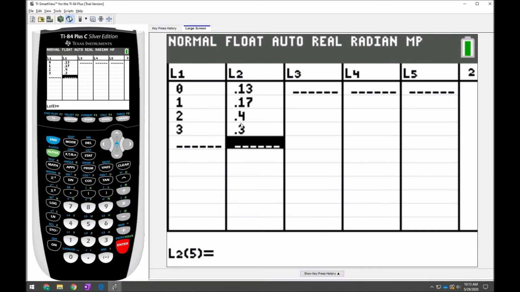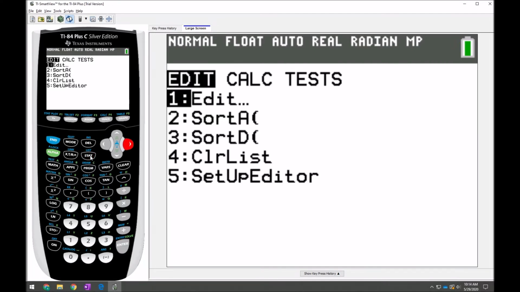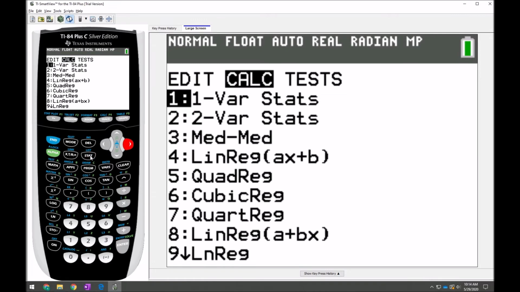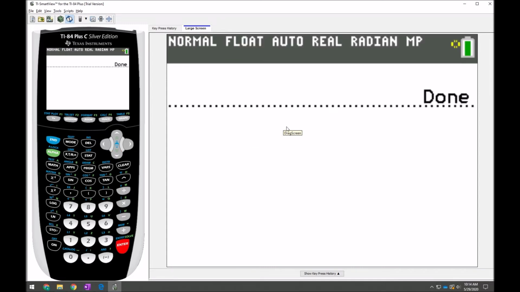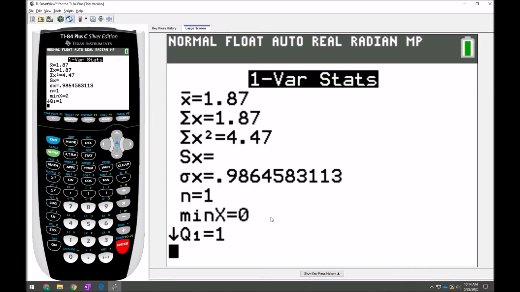Now once I have all these values entered, I can go ahead and click the stat button, go back to calculate, click var stats. If I have my fancy calculator menu like this, I can go ahead and do list 1, and then I would go down to this frequency list. This is where I'm going to list my probabilities. So my first list is for my x's, my second list is for my probabilities. And so I'm going to insert L2 there. Then I can go to calculate, and I will end up with these values.